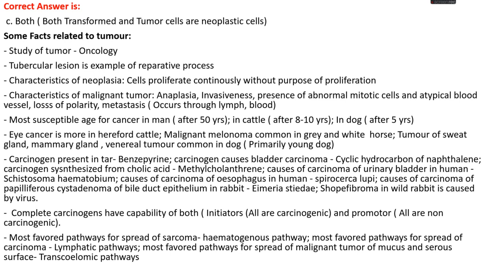Carcinogens are substances which induce oncogenes to produce tumors. The carcinogen present in tar is known as benzopyrene. A carcinogen that causes bladder carcinoma is a cyclic hydrocarbon of naphthalene. A carcinogen synthesized from cholic acid is methylcholanthrene. The cause of carcinoma of the urinary bladder in humans is Schistosoma haematobium. The cause of carcinoma of the esophagus is Spirocerca lupi.